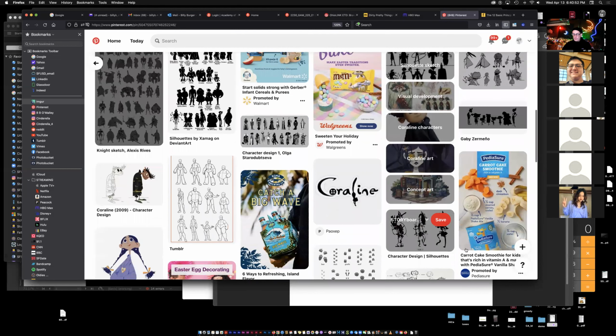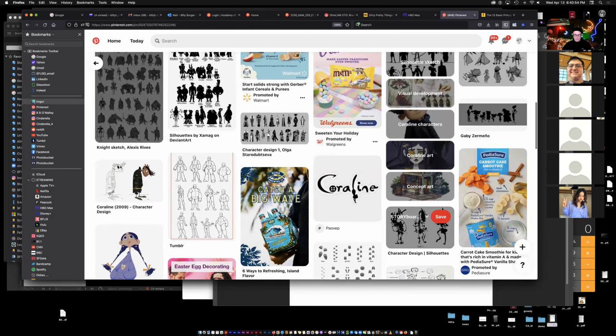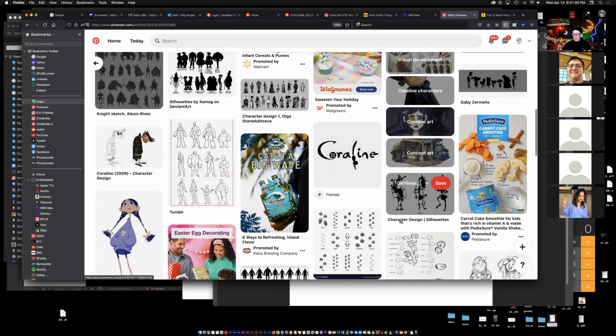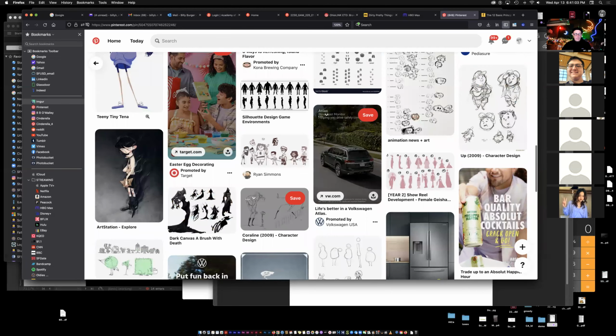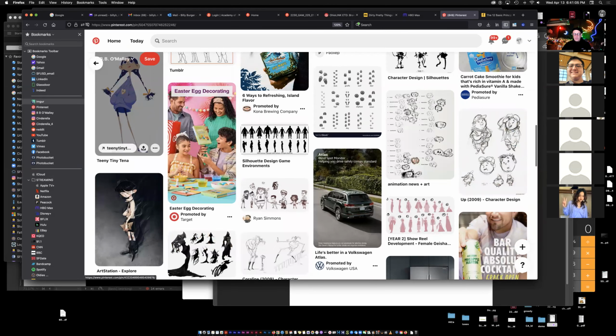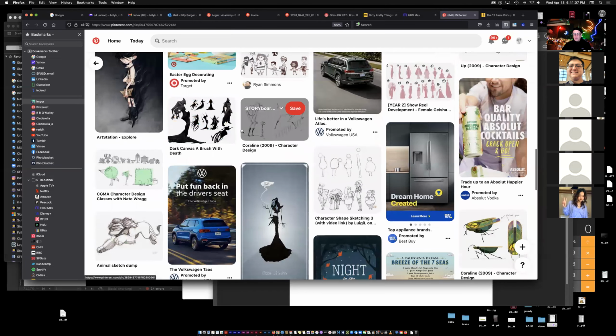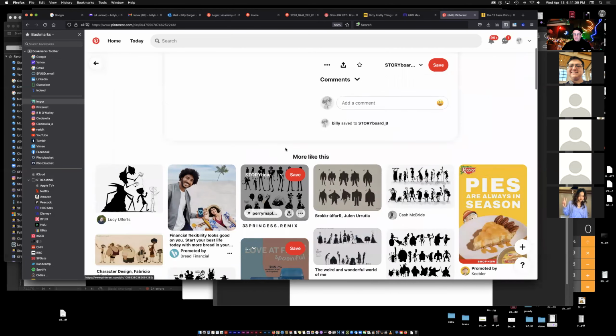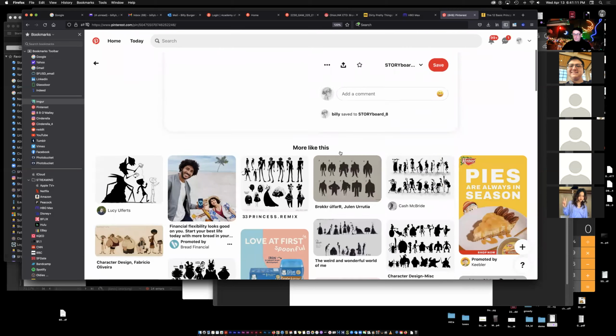How do you build your character? Do you want your character to be really, really intense, impossible to animate in 2D because there are so many parts? How long are their legs? How big is their head compared to the body? That kind of thing. And again, that's just by clicking on this one Coraline one here.